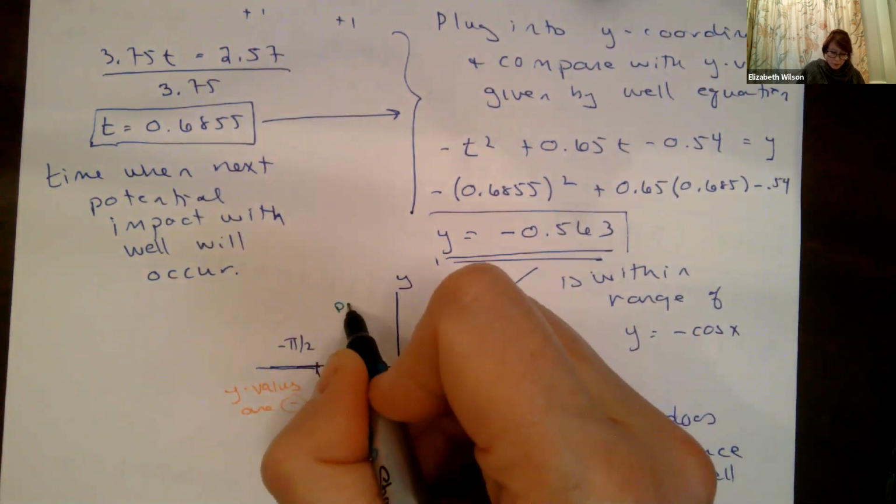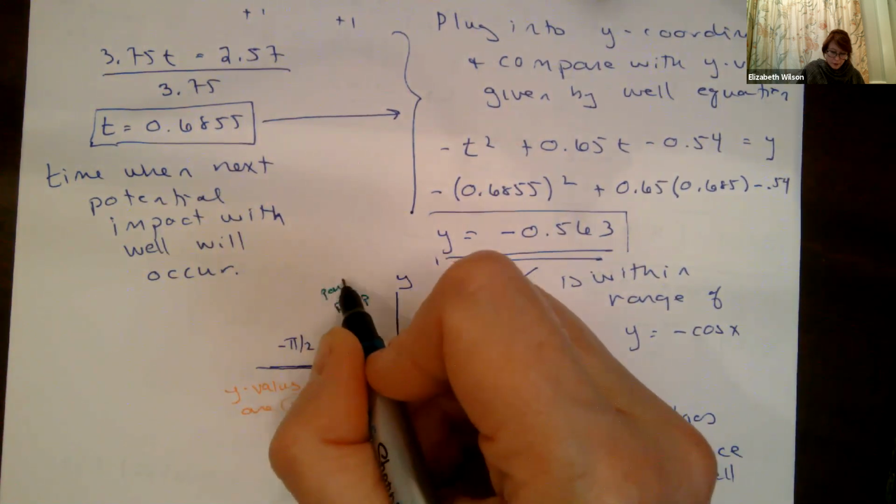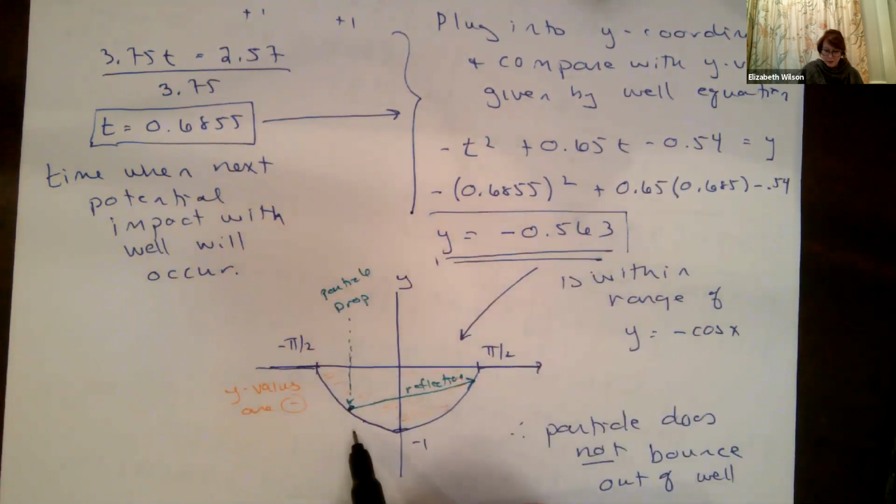This is our particle drop. It drops down, reflects, and it's going to hit somewhere around here. And then it's probably going to bounce, bounce, bounce. It's going to basically wobble until it kind of settles somewhere close to the bottom of the well.